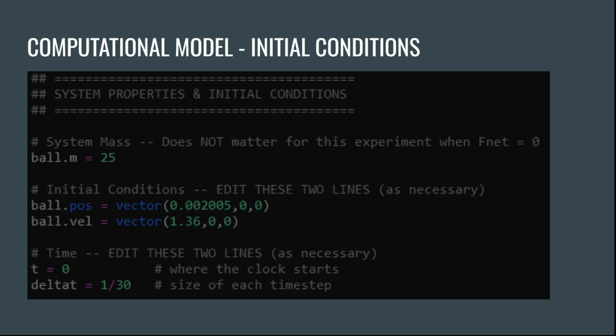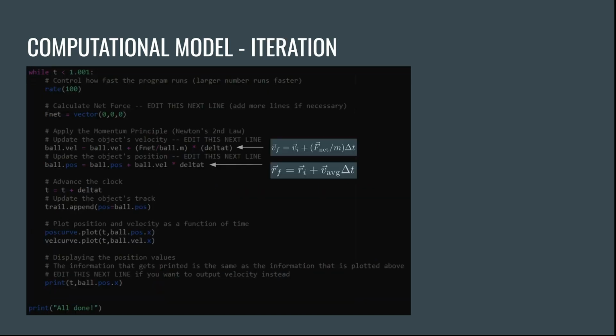The mass of the object does not matter for this experiment, as this number will amount to 0 due to the net force being 0 when in constant velocity. Following up with the actual iteration, it will draw the graph up to 1.001 seconds, the same time that the Tracker model also ended at. The net force will be 0 as, again, the object will be rolling at constant velocity.